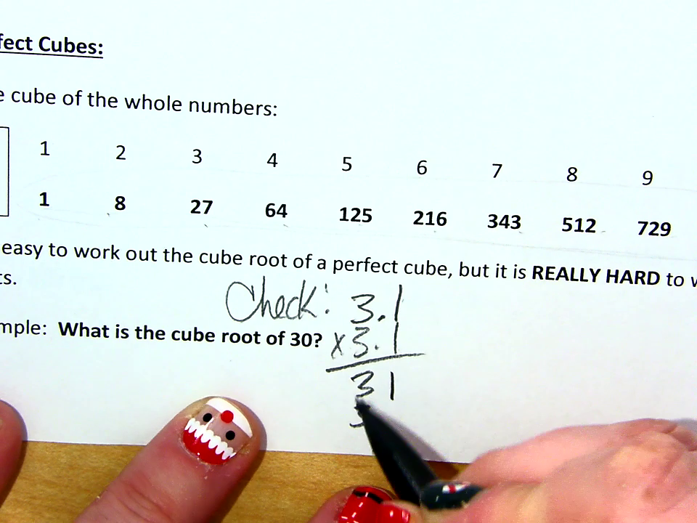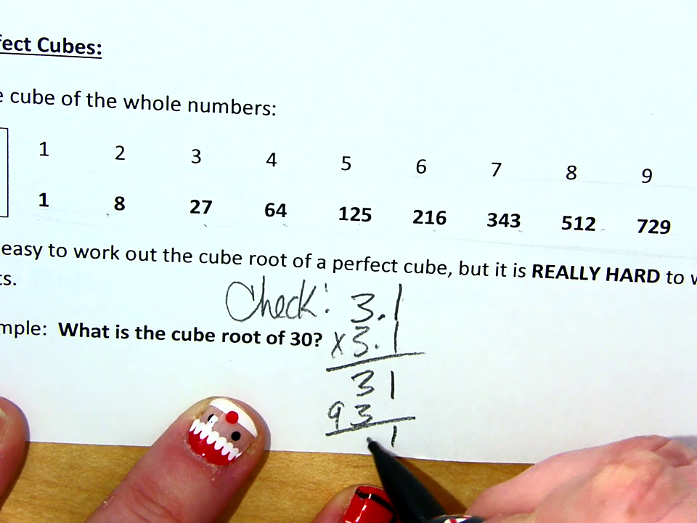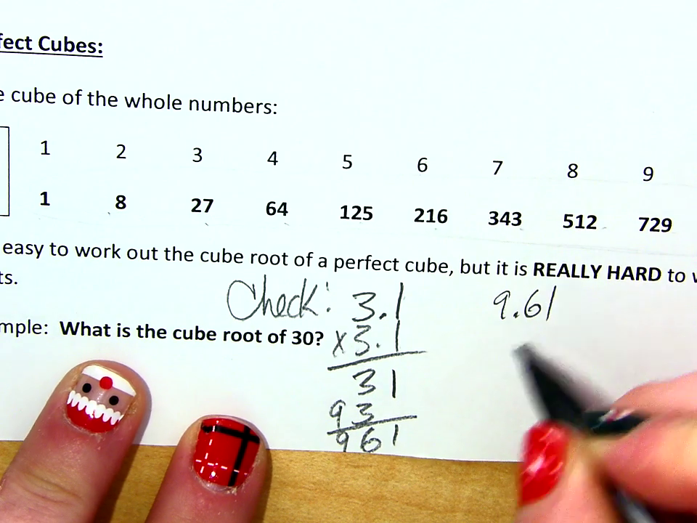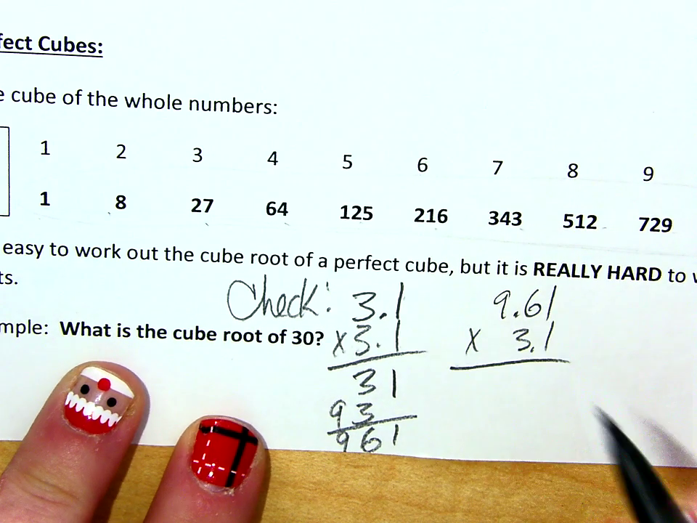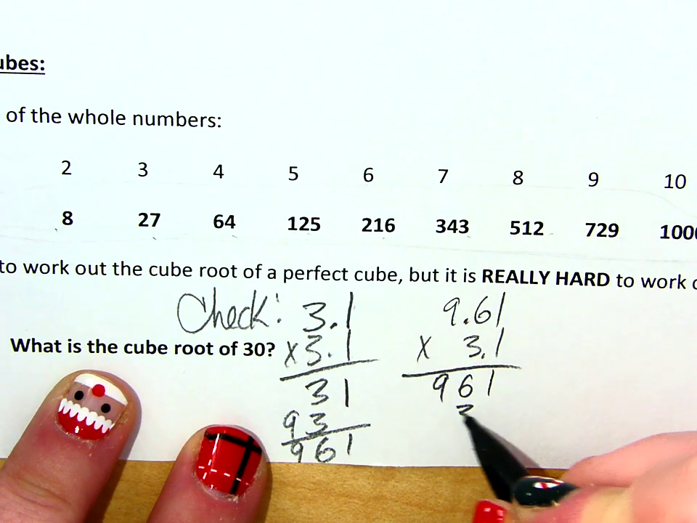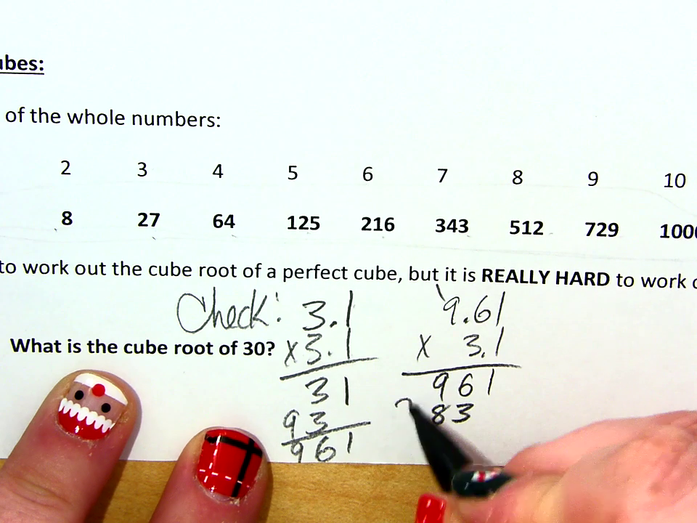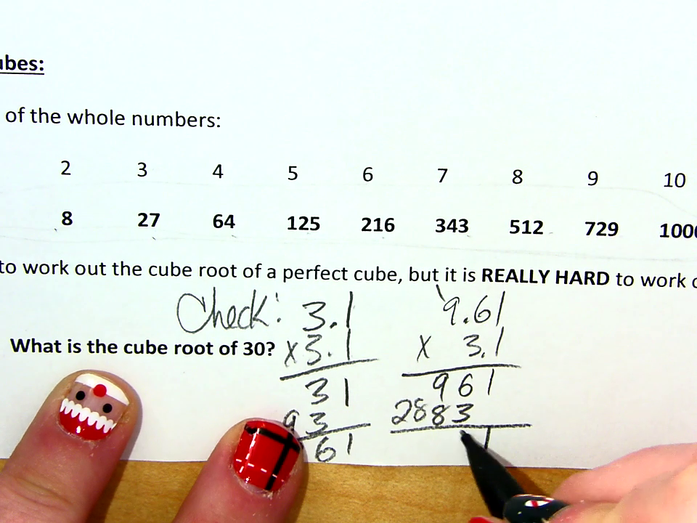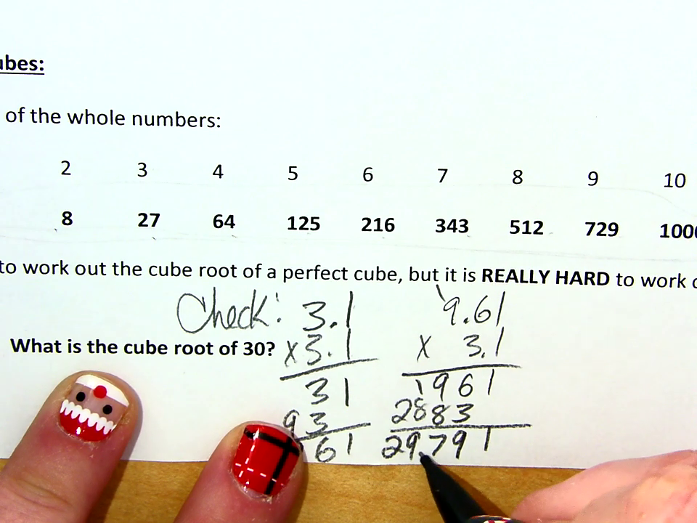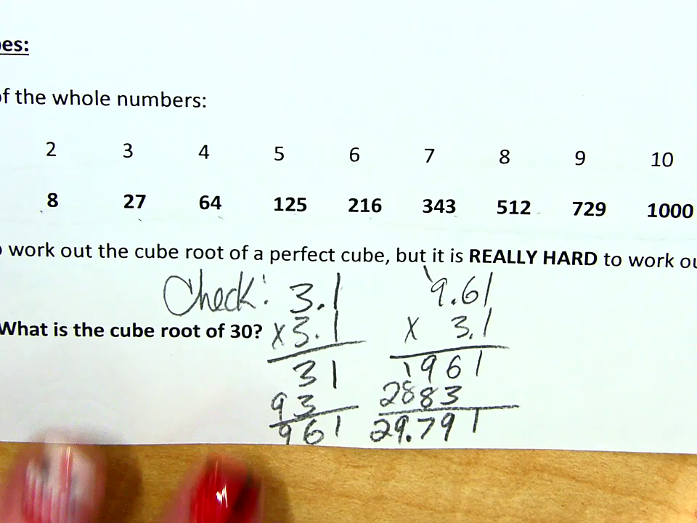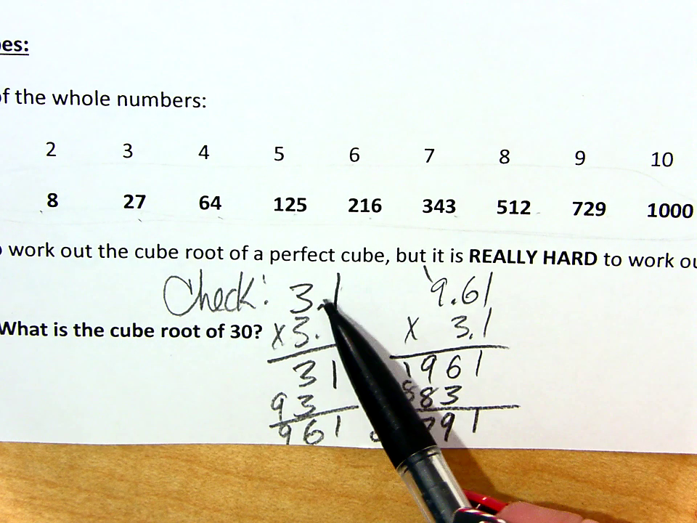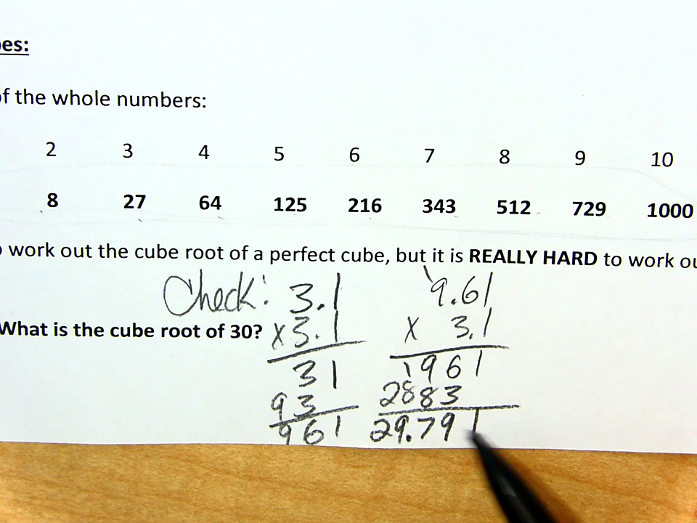1, 3, 3, 9, 1, 6, 9. So I have 9.61, and now I have to multiply it by 3.1 again. 1, 6, 9, 3, 8, carry the 1, 27, 28. 1, 9, 17, 9, 2. 1, 2, 3 decimal places. Gosh, that's awfully close. So 3.1 cubed gets me to this number.